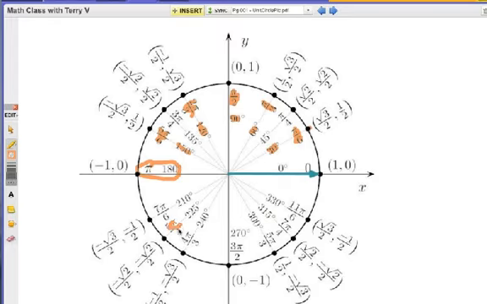So here we go. Here's some more, right there, right there, right there, and finally 2 pi all the way around.